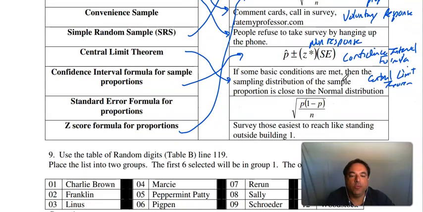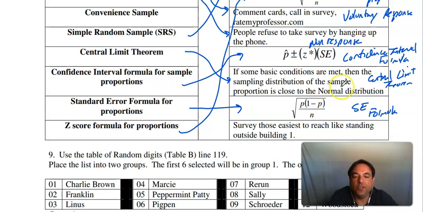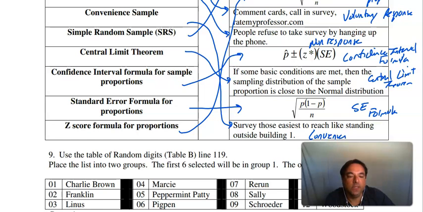And then the square root of p times 1 minus p over n, that is your standard error formula. And surveying those who are easiest to reach, that would be your convenience sample. Okay, so those are questions 1 through 8.